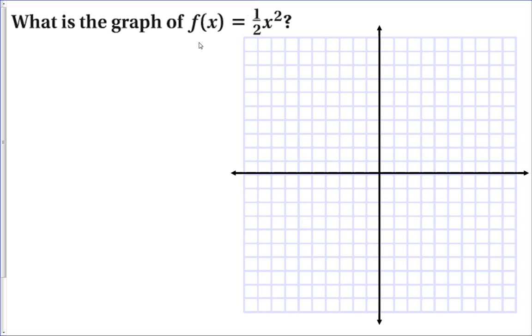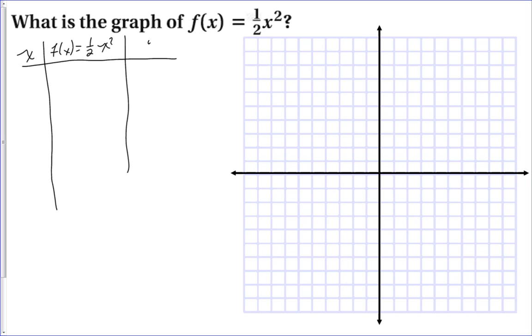All right, what is the graph of f of x equals 1/2 x squared? What does that look like? All right, well, what we can do is make a simple table. You can always make a table to graph something. So x, and in the middle here, you could put your function, and then your y values.